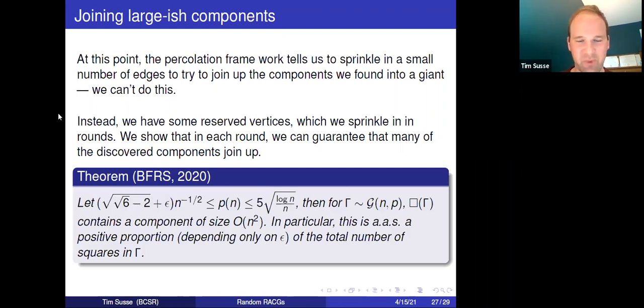And so, in fact, we are able to do that. For p of n in this range and for gamma sampled in G(n,p), we show that asymptotically almost surely, the square graph contains a component of size approximately n squared. In particular, this is asymptotically almost surely a positive proportion, depending only on epsilon, of the total number of squares in gamma. So there's some component that contains some definite percentage of the squares of gamma. It's giant by our standards.